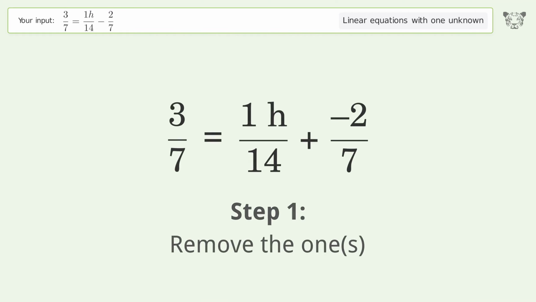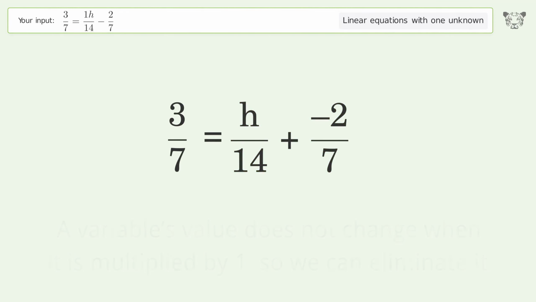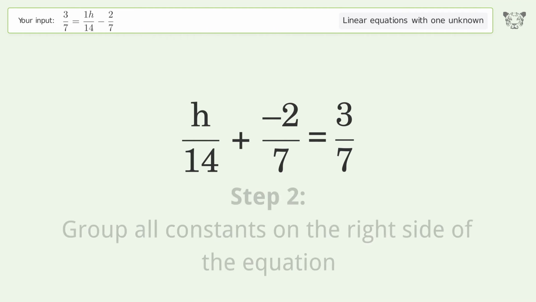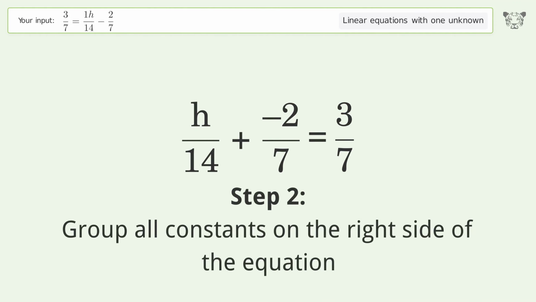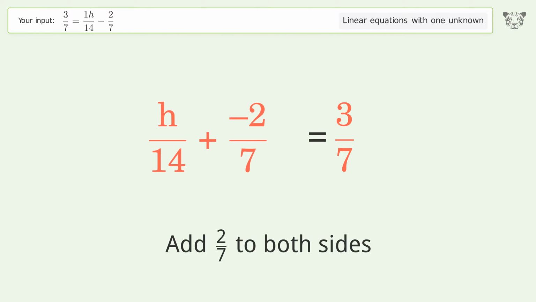Remove the ones. A variable's value does not change when it is multiplied by 1, so we can eliminate it. Swap sides. Group all constants on the right side of the equation. Add 2/7 to both sides.